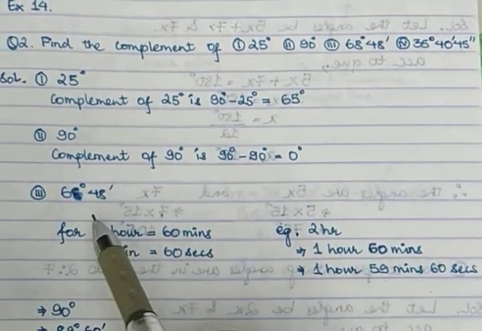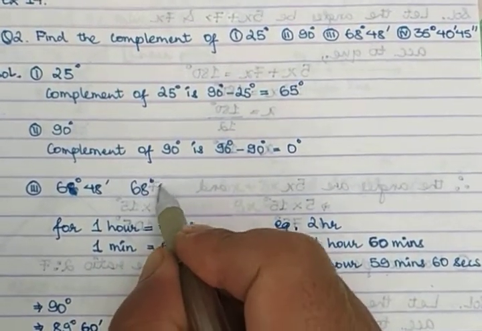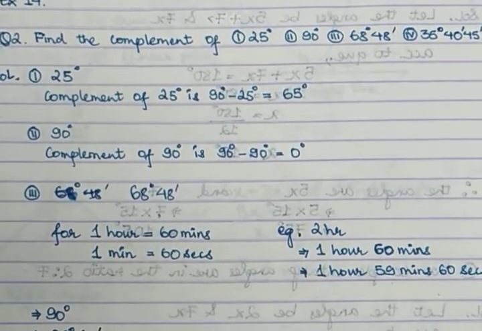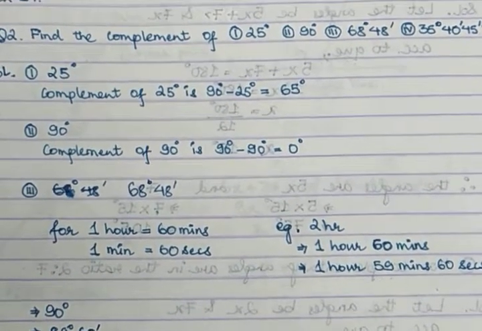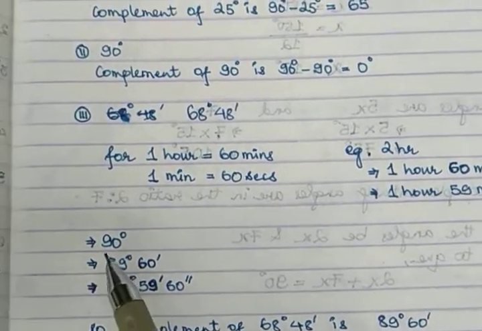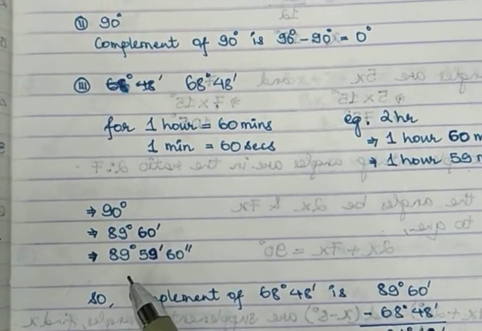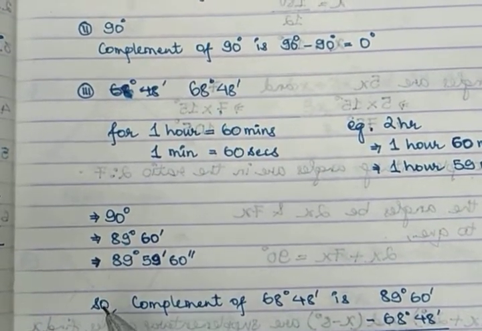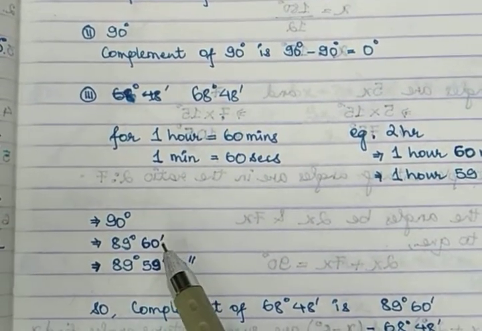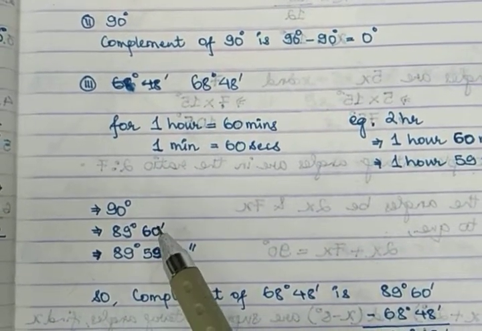Okay, we need to find the complement of 68 degree and 48 minutes. It's a bit messy, so let's write it once more: 68 degree and 48 minutes. We need to find the complement of this. Similarly, for 90 degree, can I write 90 degree as 89 degree and 60 minutes? As I have already said, in time 60 minutes means 1 hour, while in angle 60 minutes means 1 degree.